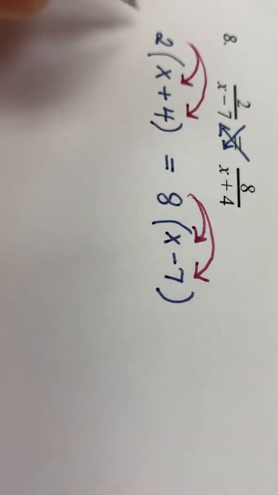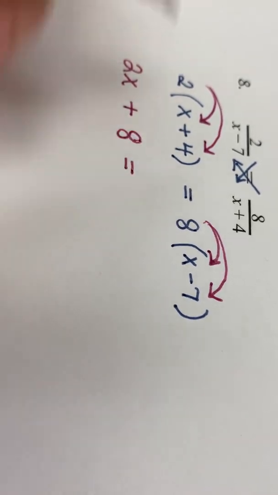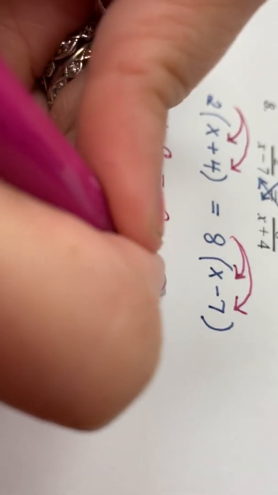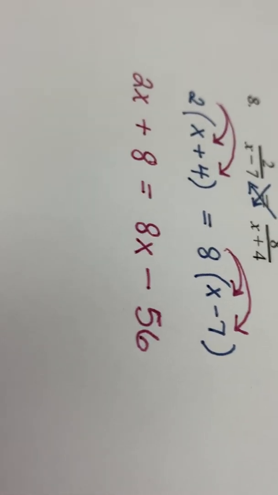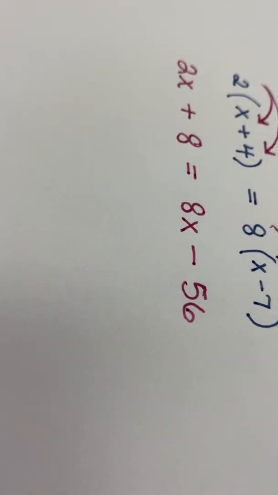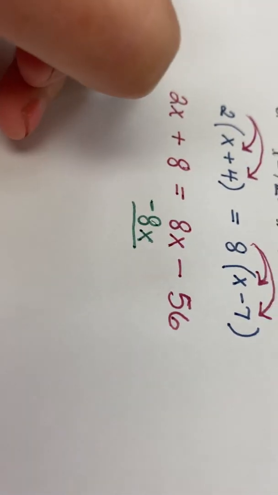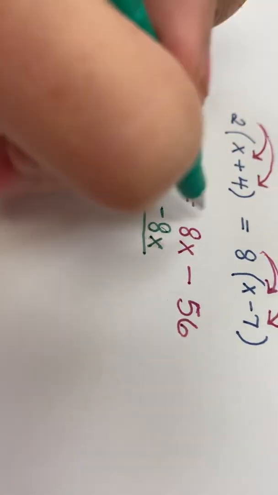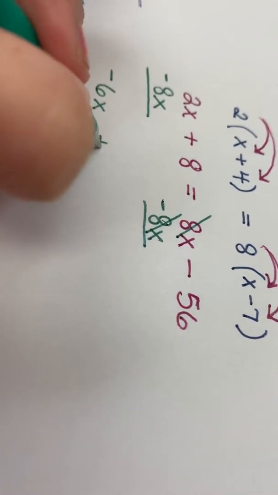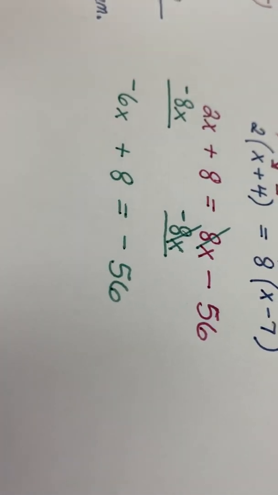Now, 2 times x, that's 2x, plus 2 times 4, 8, equals 8 times x, 8x, minus 8 times 7, 56. So we have a little bit more work to do because I have variables on both sides as well as numbers on both sides. So I'm going to start by subtracting 8x from both sides. This side cancels. I have negative 6x plus 8 equals negative 56. Okay. I've taken care of my variable.